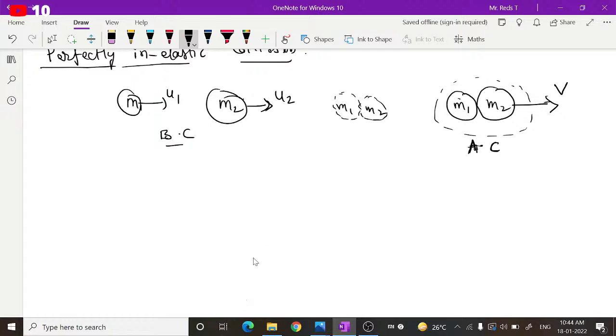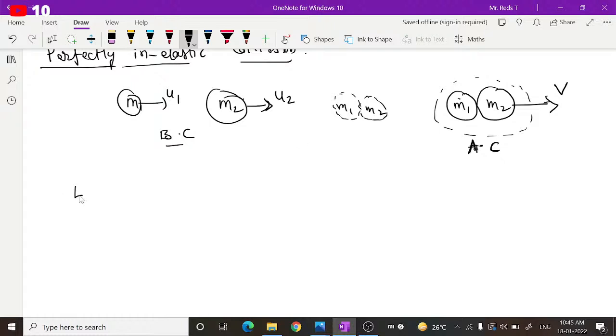So let us see a few terminologies now. I hope you have copied this, everyone. Those who have not copied, you can write down. What is a perfectly inelastic collision? If two bodies move with a common velocity after collision, such kind of collision is called a perfectly inelastic collision.